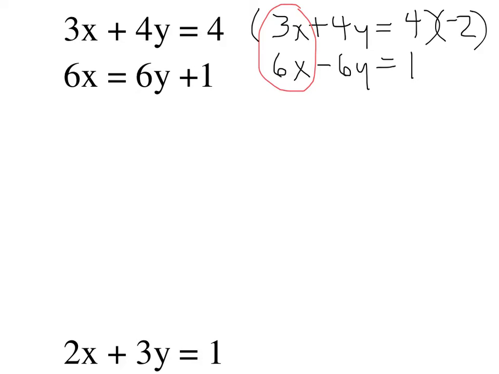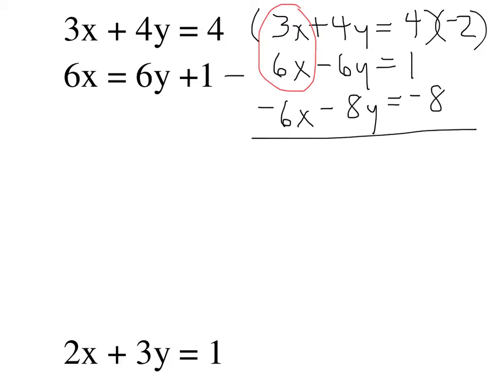Can you just decide to multiply both sides of an equation by a number? Sure you can. So if we multiply by negative 2, we'll get negative 6x, negative 8y, negative 8. Make sure you multiply everything in the first equation by a negative 2. So now, if we were to add the second equation with our new version of the first equation together, look what happens to the x's.